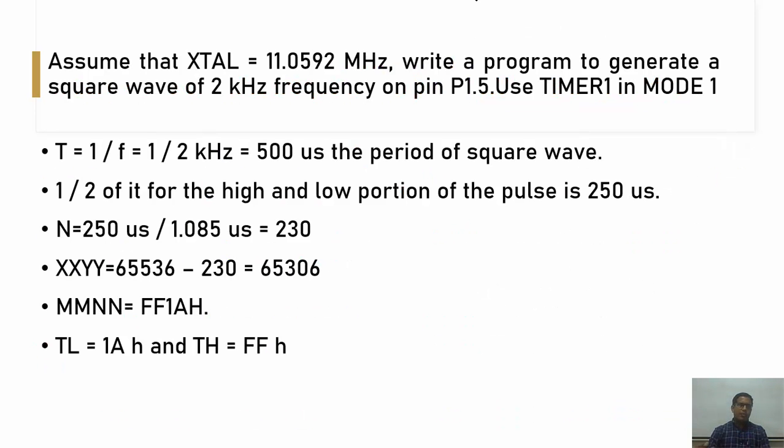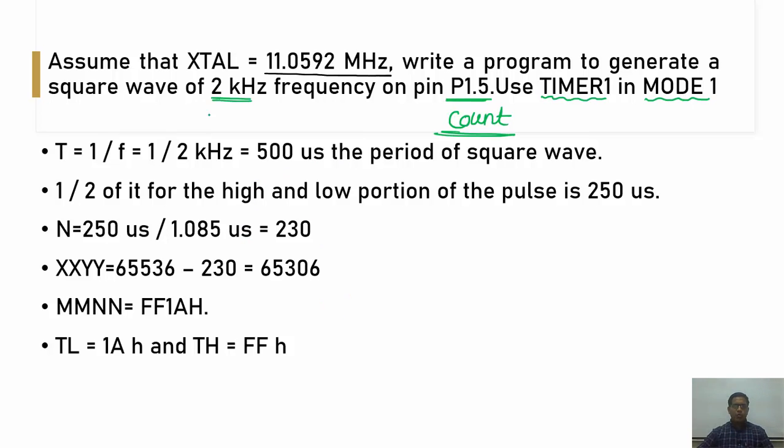Now let us consider one practical example. Assume that an 11.0592 MHz crystal is connected to an 8051 microcontroller. Write a program to generate a square wave of 2 kHz frequency on P1.5. For this, we have to use timer 1 in mode 1. As per the steps, first of all, we have to calculate the count value that needs to be loaded into this timer.